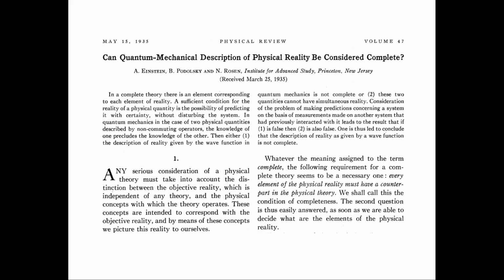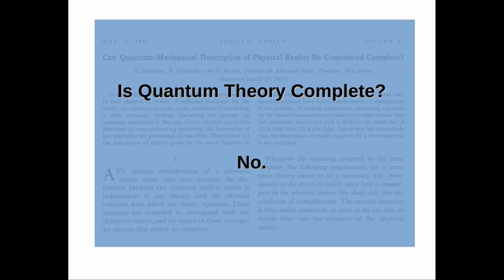We start here in 1935. The most famous paper in all of quantum physics was published. A paper so famous it is better known by the initials of its authors. It's the EPR paper, standing for Albert Einstein, Boris Podolsky, and Nathan Rosen. The title asks the question, can quantum mechanical description of physical reality be considered complete? I'll shorten that to, is quantum theory complete? A yes or no question. Einstein, Podolsky, and Rosen answered no, and they gave their reasons.